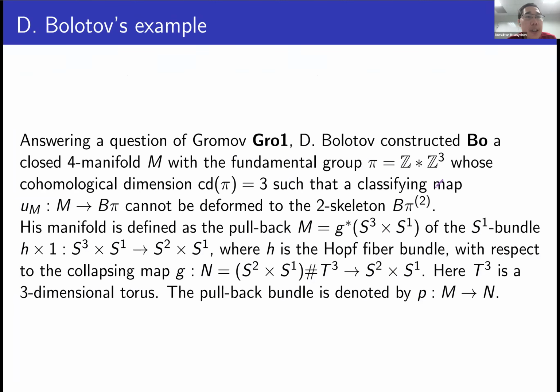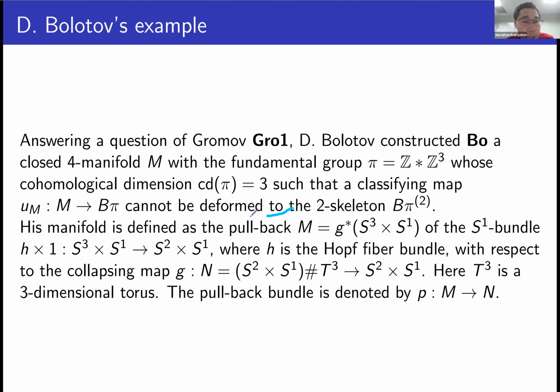Okay, next one. For the counterexample, we have to use a Bolotov manifold, constructed by Bolotov, in other words, a manifold such that it has cohomological dimension 3, but the classifying map cannot be deformed to the second skeleton of the classifying space. We have to use this one because it gives us that the LS category of this Bolotov manifold is greater than 3. So it's not less than 2. If it was, then we could deform to the second skeleton of the classifying space.